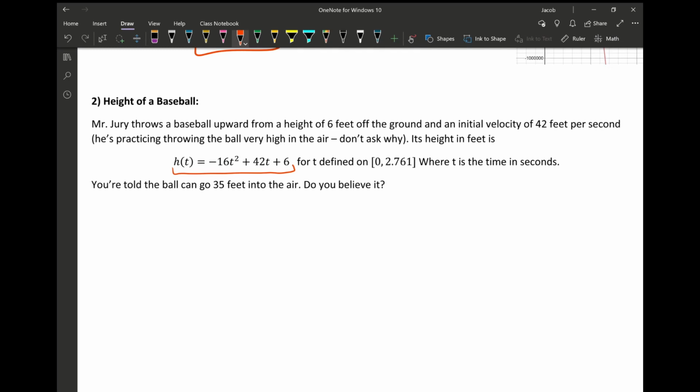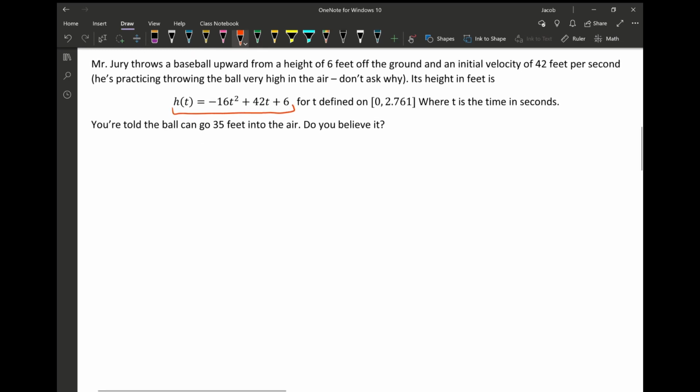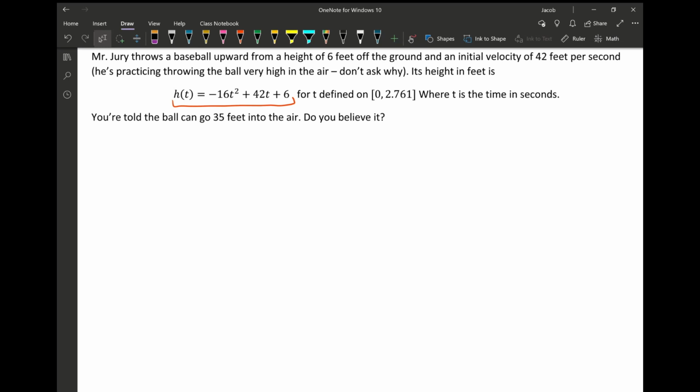Now, you can figure this out a few different ways. You can graph it, you can see what the y value is, or you can do something with an equation, and that would be completing the square. We're going to do that with this equation, and I think this is the most concrete way to do it. So we're going to complete the square and determine the vertex. h of t is equal to negative 16t squared plus 42t plus 6.